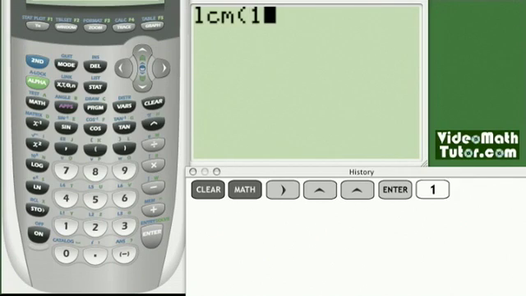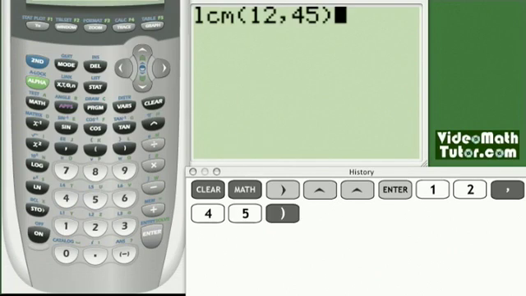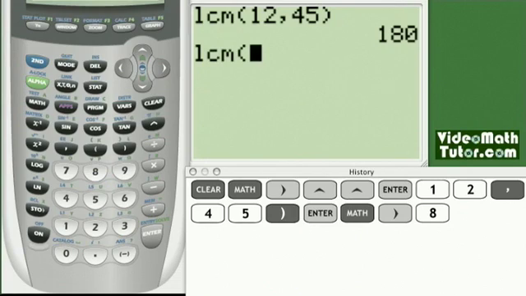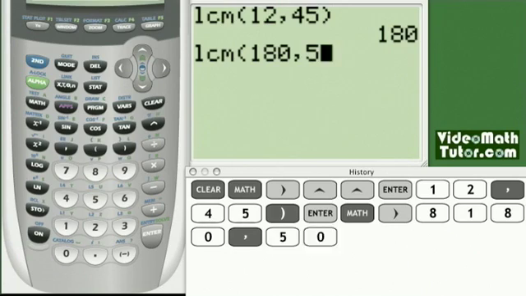Now let's input the 12, comma, 45, close parentheses, and enter. Now let's find the LCM of 180 and 50. Math, right arrow, and 8. Let's input the 180. There it is, comma, 50, close parentheses, and enter. So the answer is 900.